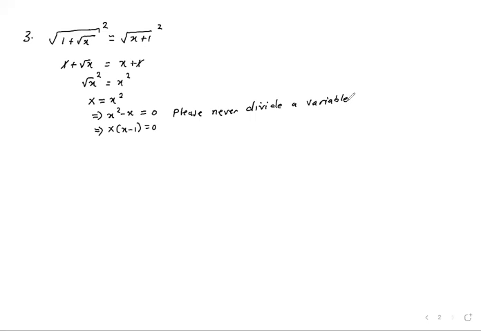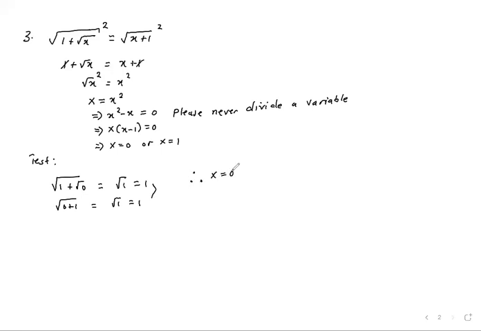Okay. So just factor it out so that you get x is equal to 0 or x is equal to 1. Then get these values, go and test now. So when x is 0, we'll have the root of 1. So test the root of 1 plus root 0. This is just the root of 1, which is 1. The right hand side, we have 0 plus 1, which is just the root of 1, which is 1. So these two are equal. So x is equal to 0.